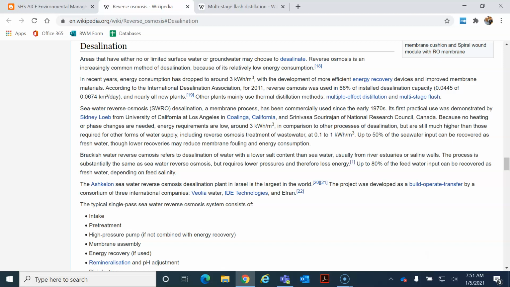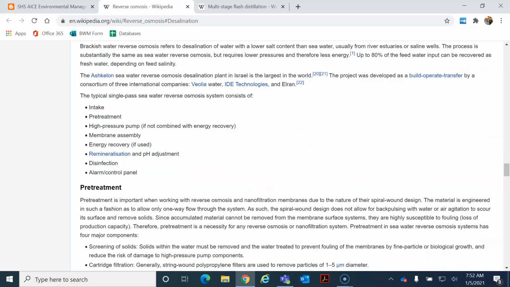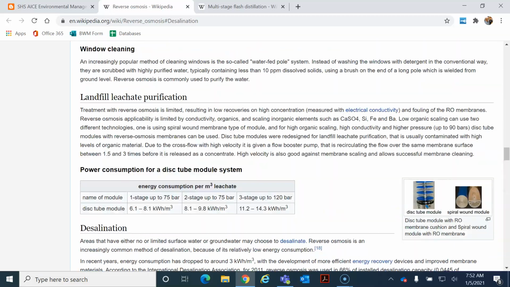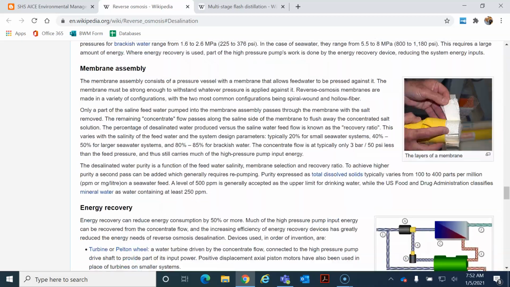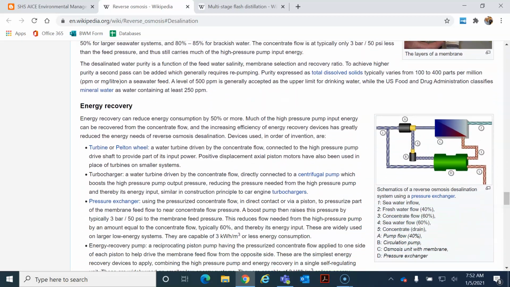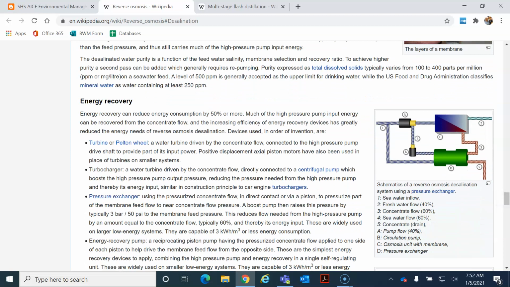So when you talk about reverse osmosis, you've got desalination, where you pass the water through a membrane. It's just a Wikipedia page, but you can kind of see this diagram here. And the membrane only lets the water go through and keeps one side salty and the other side saline.